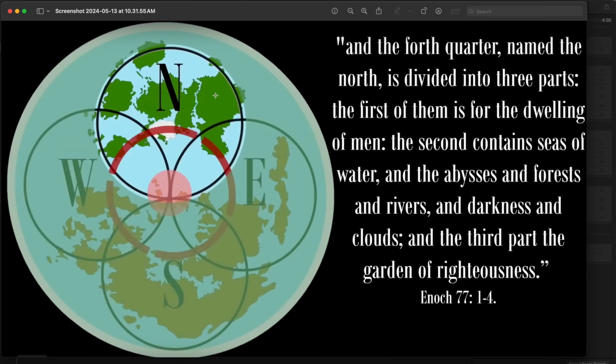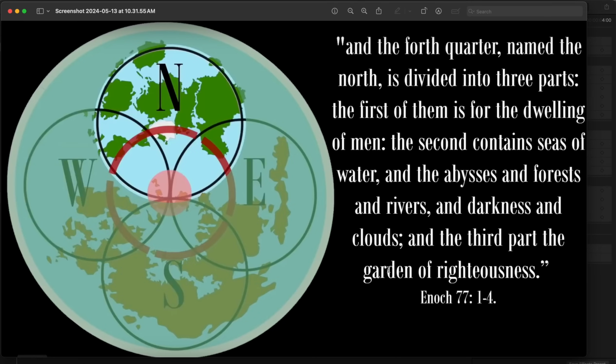This is for the dwelling of men. This is where men live, okay? Men live here because this is where the lands are. The green areas are obviously the lands. The first of them is for the dwelling of men. The second contains seas of water. Well, if you look at this, there's a pretty big sea of water right here. Right? There's not much here other than water. And the abysses and the forests and the rivers and darkness and clouds.